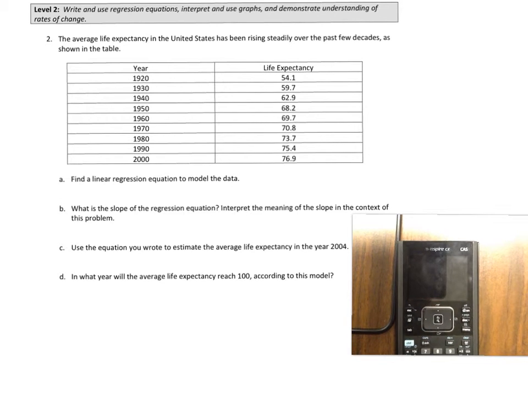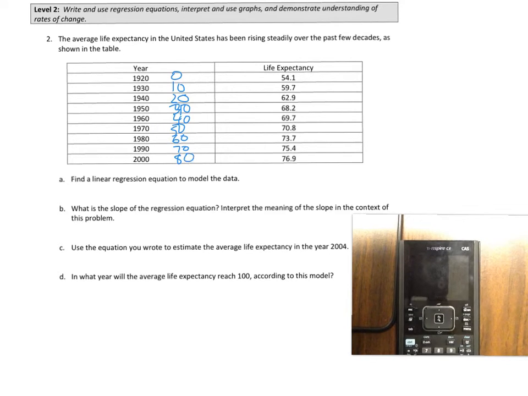In level 2, you will need to do linear regression on a calculator. In this problem, the independent variable is given in years, and when the independent variable is given in years, you want to make your starting year year 0. 1930 is 10 years after 1920, which we called year 0, so we're going to call that 10. 1940 is 20 years later, so 20, 30, 40, 50, 60, 70, and 80.